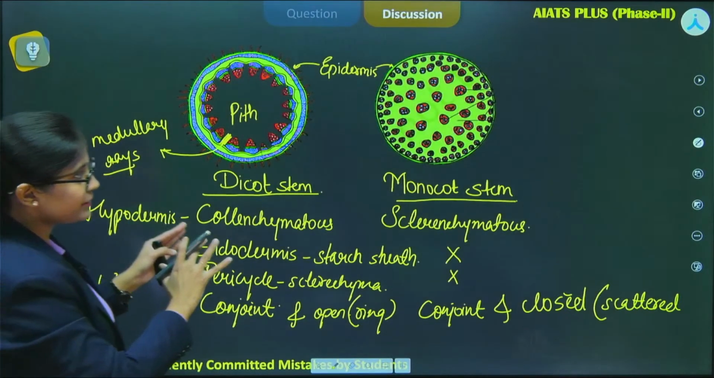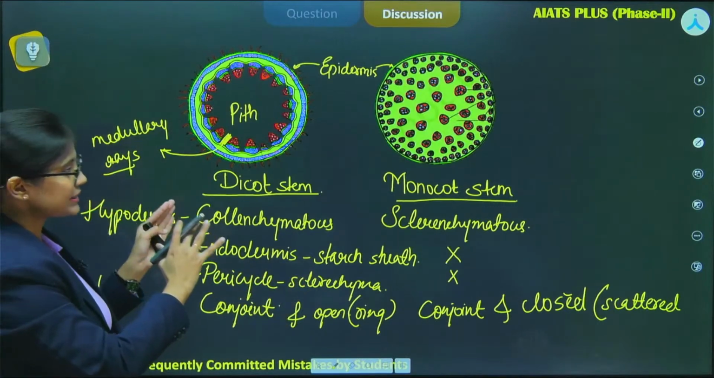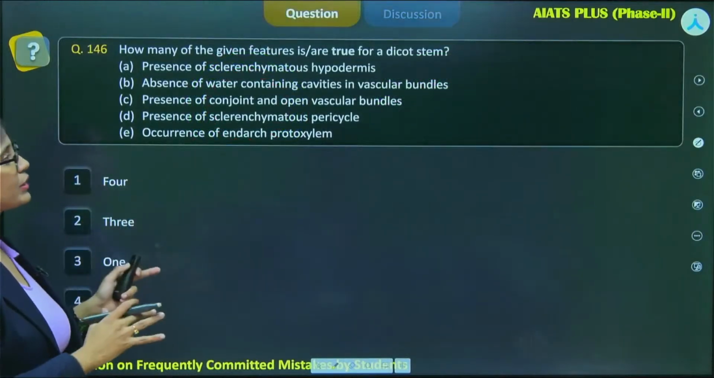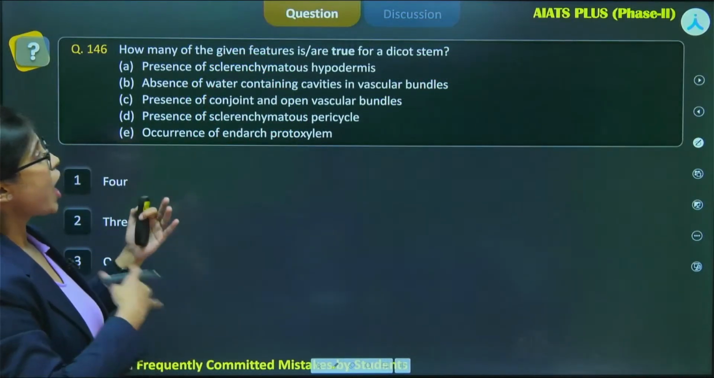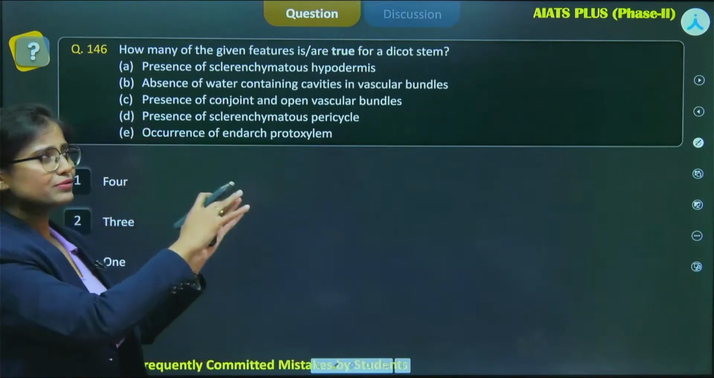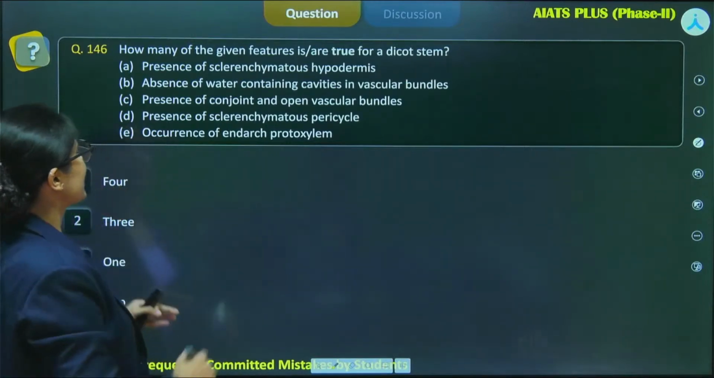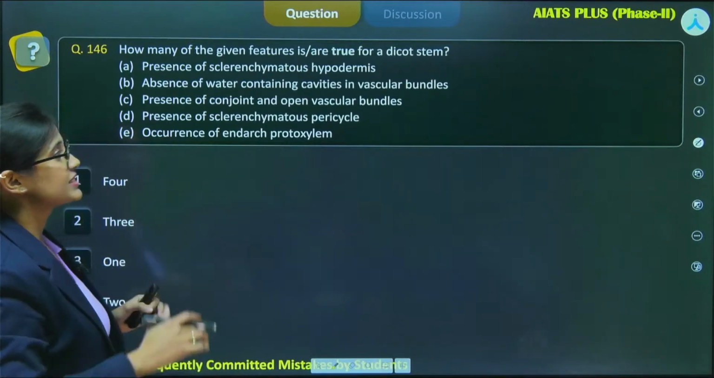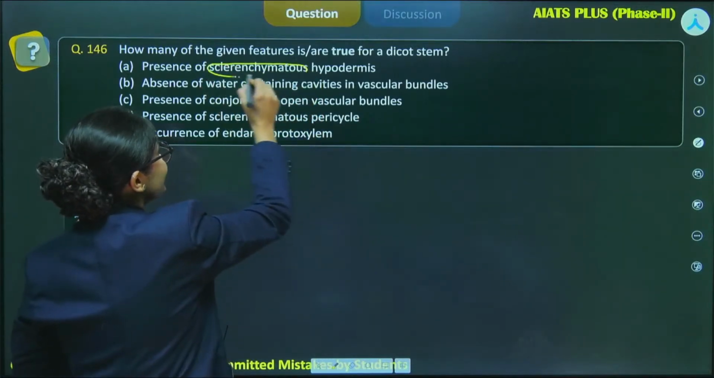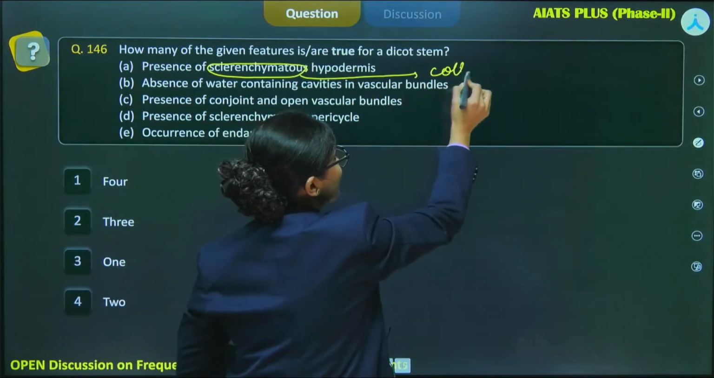Right, so these are the differentiating features between the dicot stem and monocot stem. Now let's get back to the question where it is asking about how many of the given features are actually true for dicot stem. So here we have to count the number of features which hold true for dicot stem. The first one is presence of sclerenchymatous hypodermis. So it is incorrect, as just now we have studied that it has sclerenchymatous.